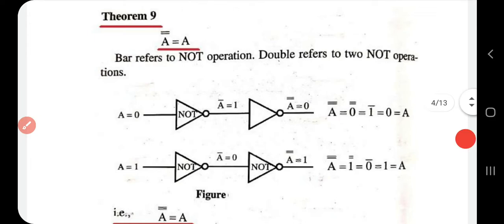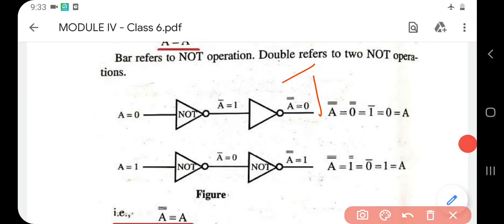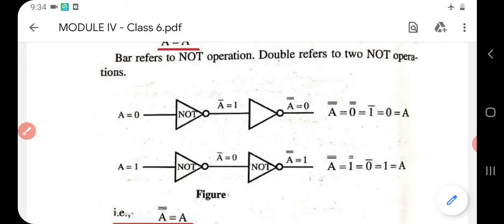Then theorem 9, that is A bar the whole bar is equal to A. You know that complement we have studied: the complement of 1 is 0, and the complement of 0 is 1. Now if we use one more complement, what will happen? The complement of 0 is 1, and if this is again complemented, the complement of 1 is 0. That is what we are going to prove now.